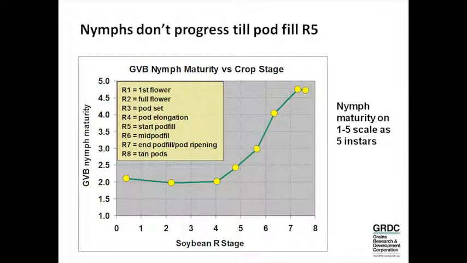Other issue that often comes up is nymphs. People will see in flowering beans, sometimes quite large numbers of small nymphs. Those nymphs really don't develop until your pods start to fill, and the damage potential of small nymphs is very low indeed, unless they develop through to adulthood. But in those early stages, a lot of the nymphs aren't progressing through because the flowers are not a suitable food source.